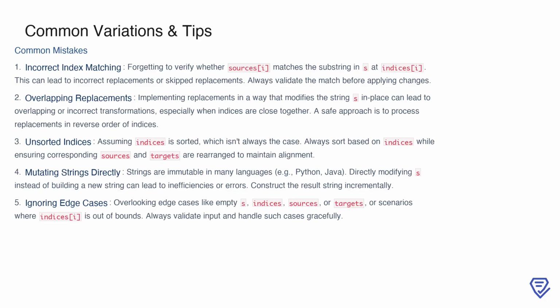Additionally, don't assume that the indices array is sorted. If it's not, you'll need to sort it and rearrange sources and targets accordingly to maintain alignment. Since strings are immutable in many languages, directly modifying S can be error-prone and inefficient. Instead, it's better to construct the result string incrementally. Finally, always account for edge cases, such as empty inputs or situations where an index is out of bounds, and ensure your solution gracefully handles these scenarios.